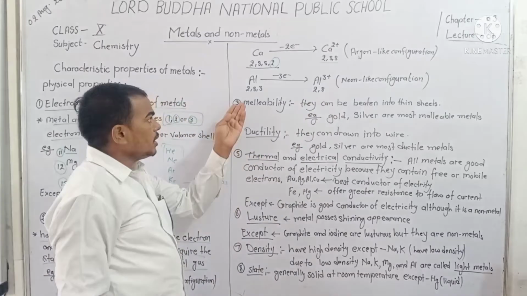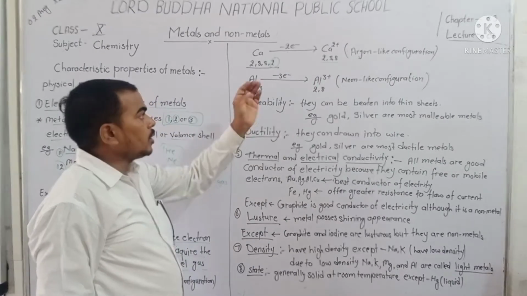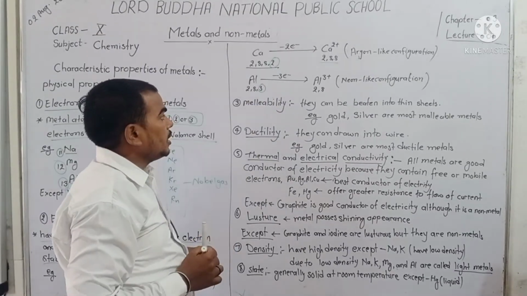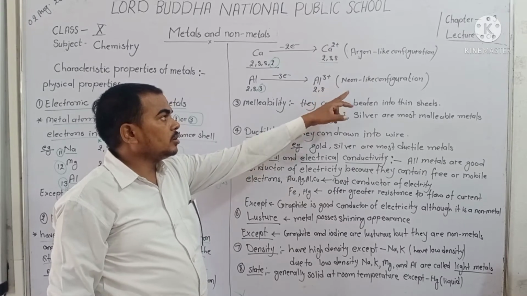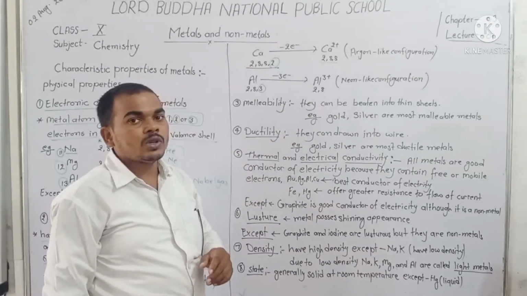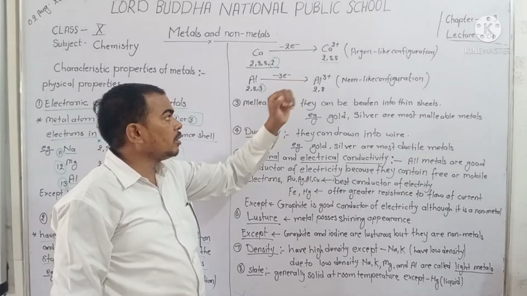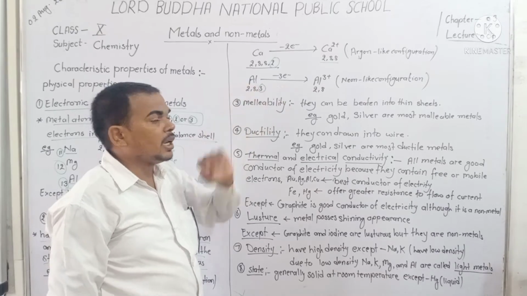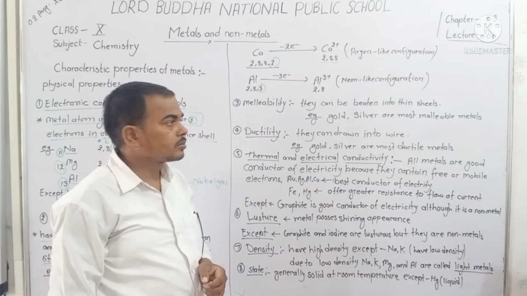Okay. Now here aluminium. The configuration of aluminium is 2, 8, 3. It loses 3 electrons, that is outer electrons, and the configuration becomes like neon, and it acquires 3 positive charges. So we say that after losing their outer cell electrons, metals acquire positive ions. So we say that metals are electropositive in nature. Okay, aluminium is also a metal.